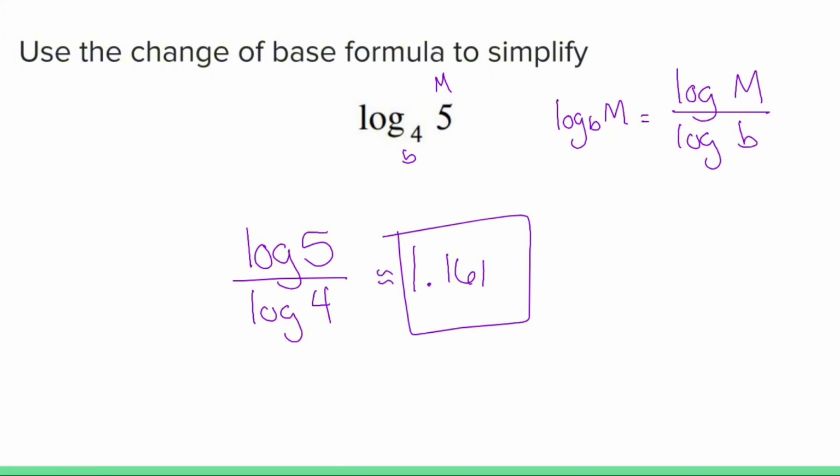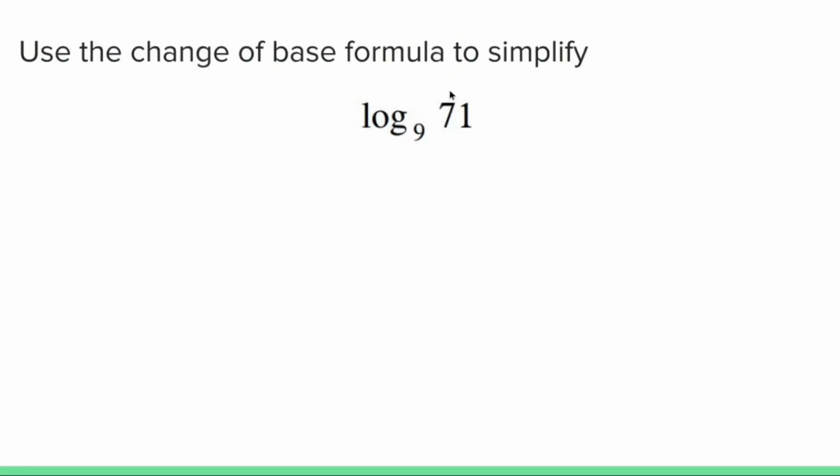Change of base formula. Use a change of base formula to simplify log base 9 of 71. The change of base formula says that if you have log base b of m, you can write that as log base, any base really, but I'm going to do invisible 10 of m over log base invisible 10 of b. Now again, you could use any base. You could use e, so you could do ln's if you want, but this is the most common way of doing this. So 9 would be my b, and 71 would be my m.